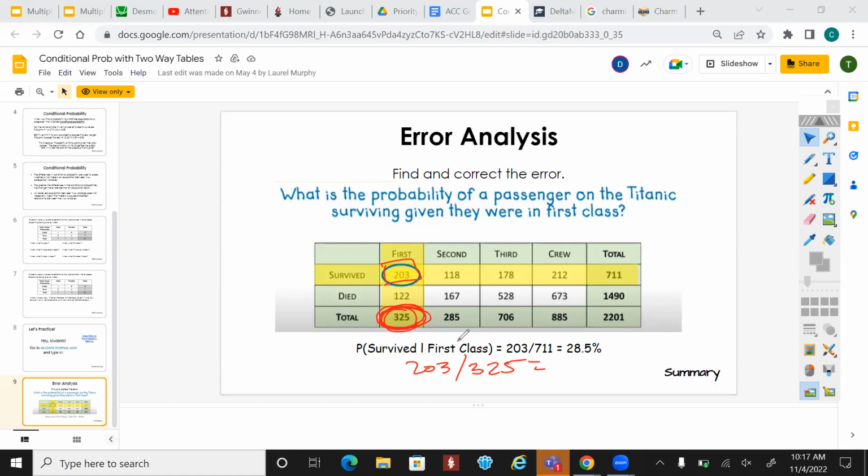So really quick, look at the equation down at the bottom. Out of the survived, given that they are first class, that means out of the first class, how many survived? Right here, it says the Titanic surviving given that they were in first class.